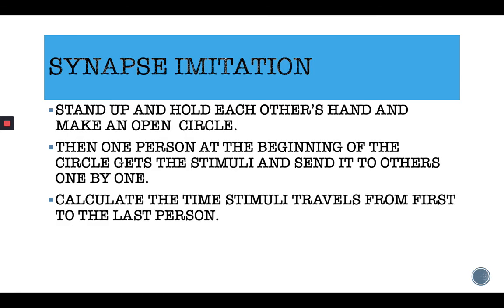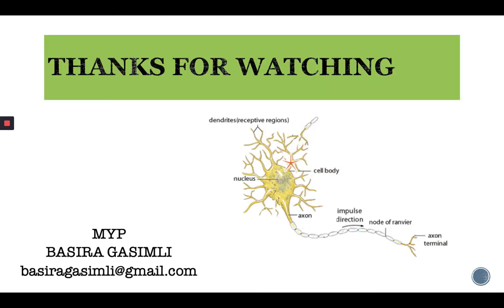So here we also have a synapse imitation. Stand up and hold each other's hand and make an open circle. Then one person at the beginning of the circle gets the stimulus and sends it to the others one by one. Calculate the time the stimulus travels from the first to the last person. It's a really interesting game to play and to understand the synapse.